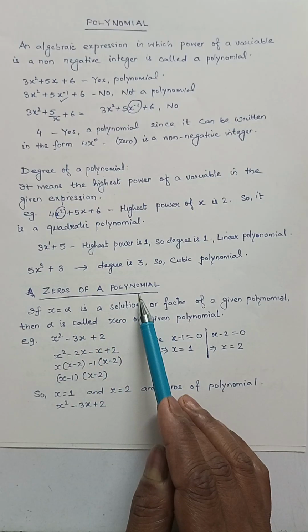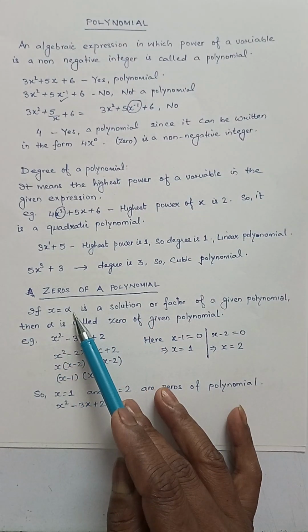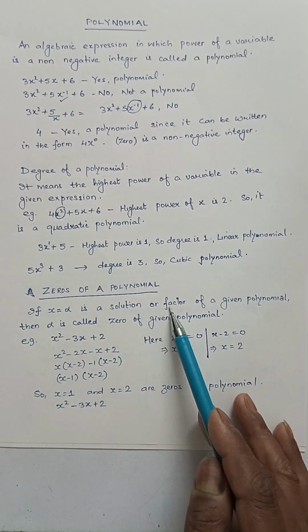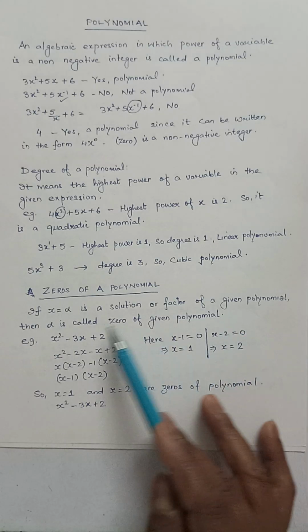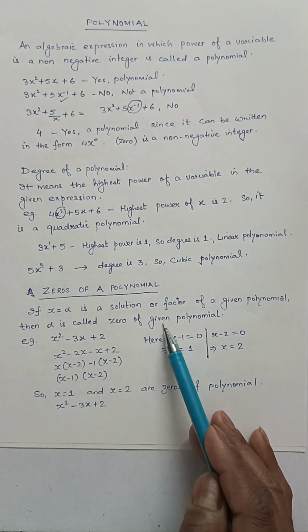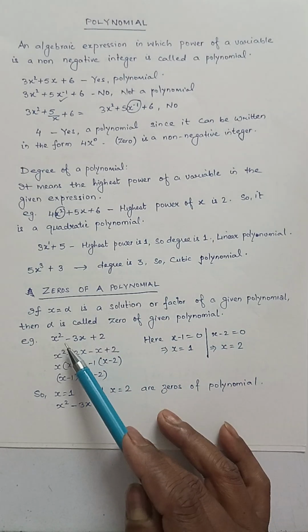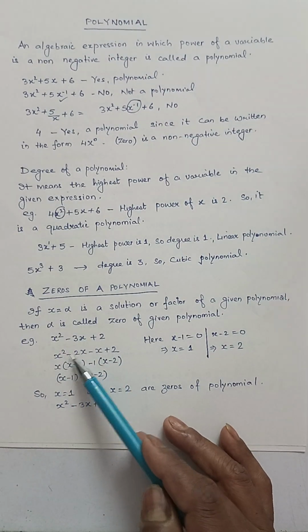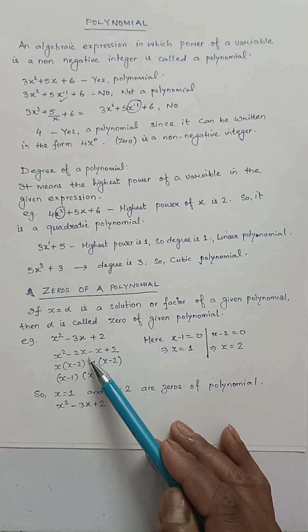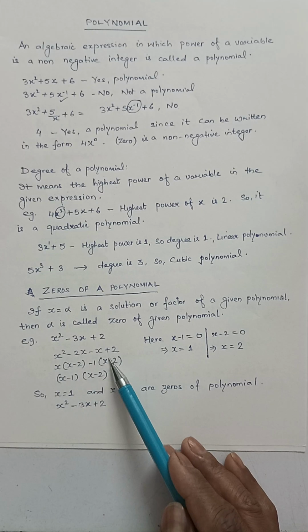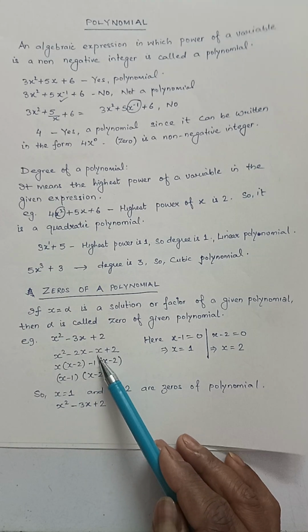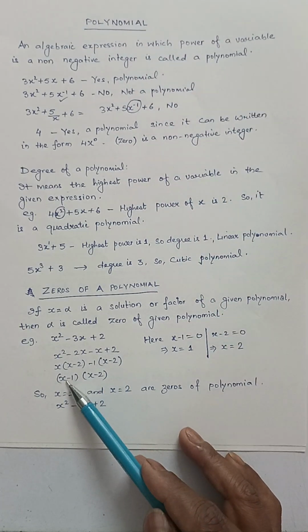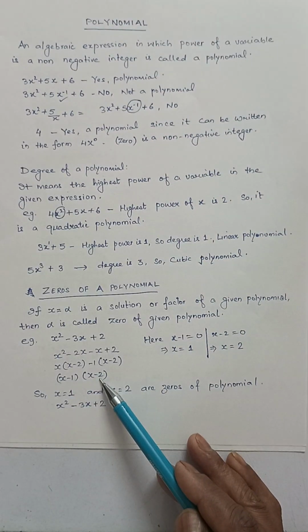Zero of a polynomial. If x = alpha is a solution or a factor of a given polynomial, then alpha is called a zero of the given polynomial. Example, x² - 3x + 2. First of all, I am going to split the middle term. On splitting the middle term, we get -2x and -x. On solving, we get (x - 1) and (x - 2).